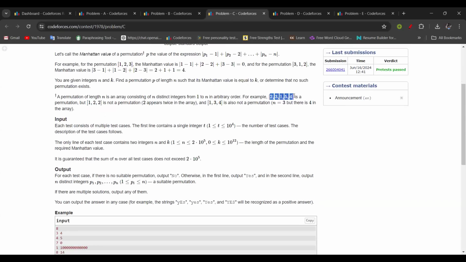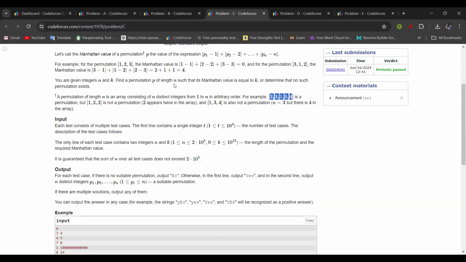A permutation means we are taking all the n elements from 1 to n one time in any order. So if we take each element from 1 to n, we would get n elements in total, and then we can arrange them in any order. That would give us a permutation of n.